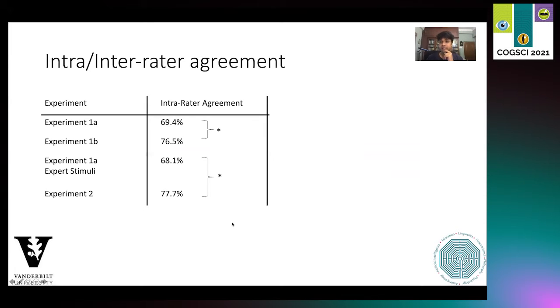We look at the intra-rater agreement to see whether the manipulations to increase diversity of responses actually worked, and we check that between experiment 1A and 1B, there's a higher intra-rater agreement in experiment 1B, suggesting that our manipulations actually did work. So people gave more diverse or different responses in experiment 1A when we gave two different questions. Experts were more consistent than novices in their decisions, which is again not surprising because they're more likely to give the same response.